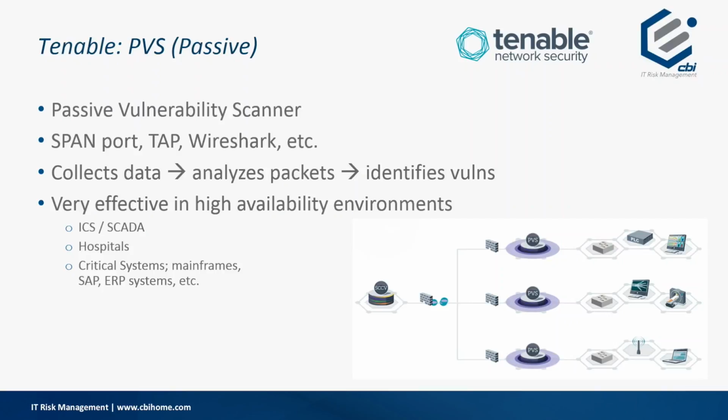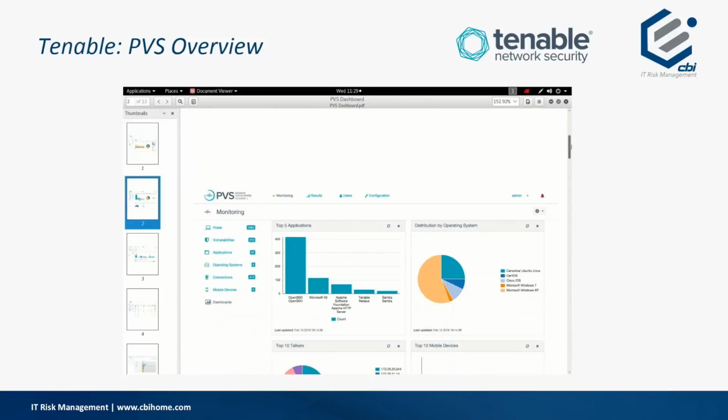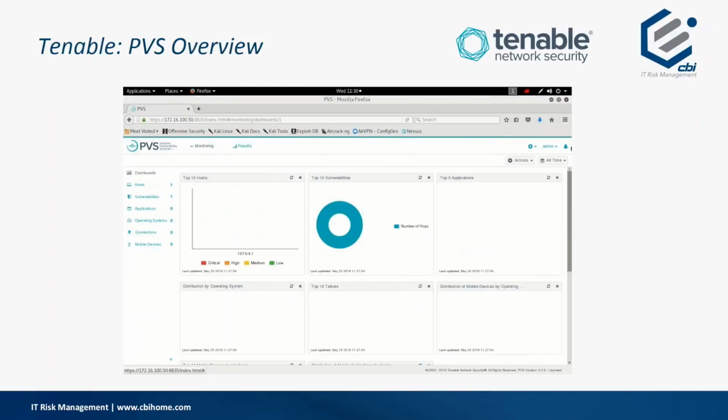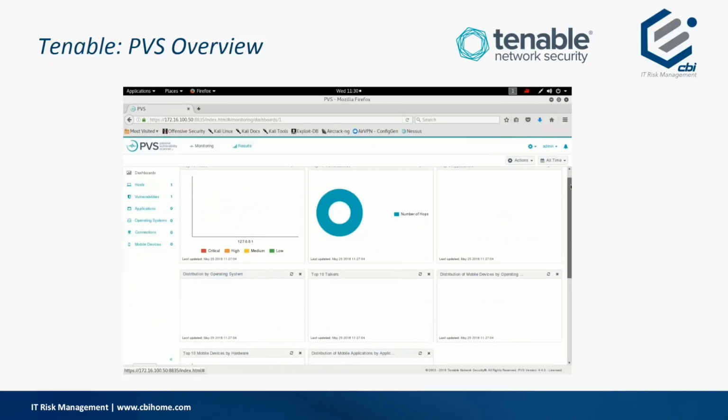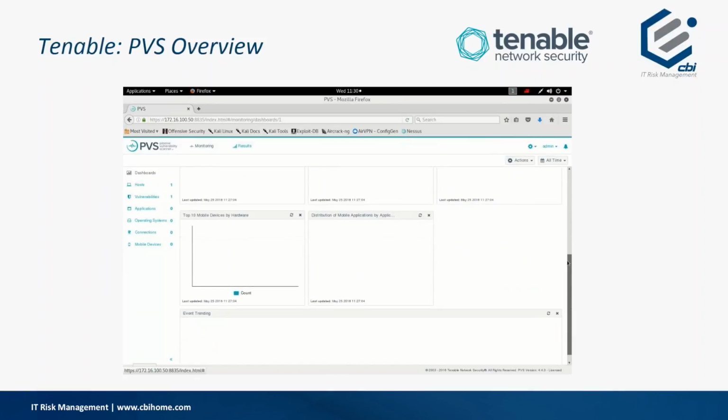So with that, I just wanted to jump into quick demos to show you guys what this would look like from a console perspective. So the first thing we'll see here is the monitoring page on the Tenable PVS. This is going to provide that real-time, continuous view of what's going on in the environment. You'll see here a couple of the dashboards, top 5 applications, top 10 talkers, things of that nature, and this is all updated in real time, always giving you some sort of insight in terms of where you're at from a vulnerability perspective.